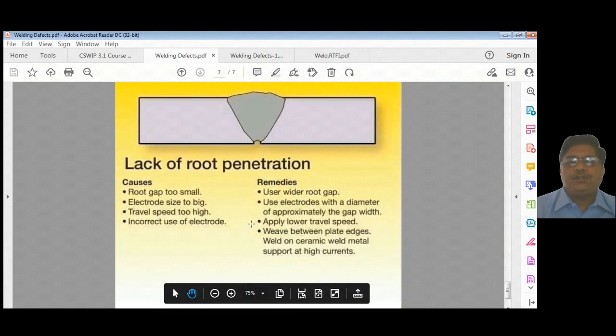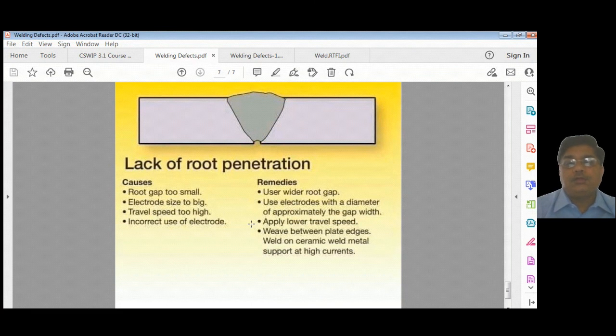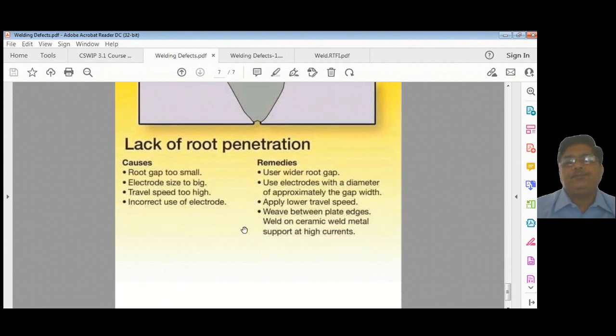So lack of root penetration: the root gap may be too small, or the electrode size is too big, then travel speed is too high, then incorrect use of the electrode. So I will add too many things, that is lack of good fit up. Many times there is misalignment, and because of that also root penetration is not happening properly.